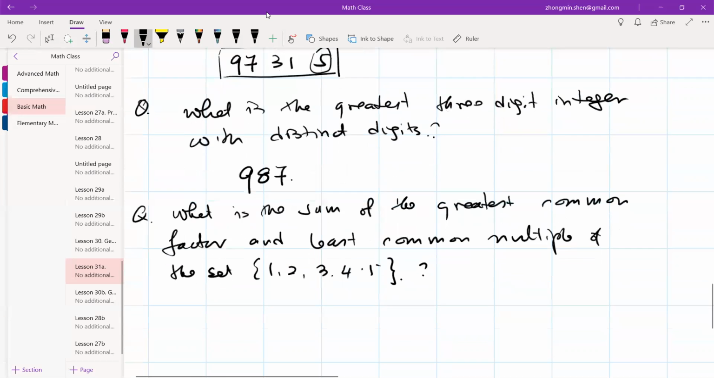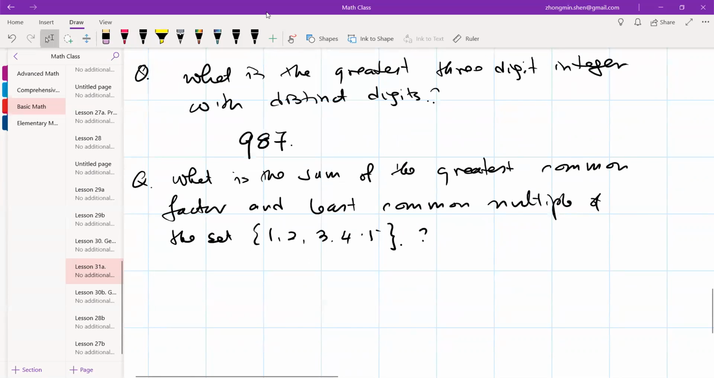I think the greatest common factor has to be a common factor of 1, 2, 3, 4, 5. The common factor is going to be 1, right? One is always a factor. The common factor is 1. Now, what is the least common multiple? And this is also the greatest common factor, if you have 1.